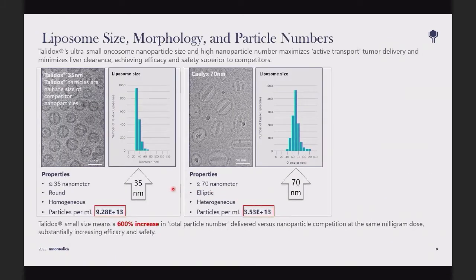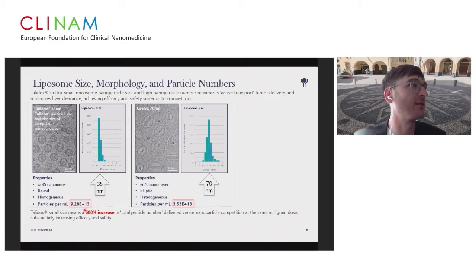To compare that against the Caelyx Doxil, you see that we have a very high particle density per mL. And that basically creates a 6-fold or 600% increase in total particles injected in a therapeutic dose in humans. And also the particles are perfectly spherical, very homogeneous in polydispersity. And this is the slightly elliptic form that the Caelyx is known for.